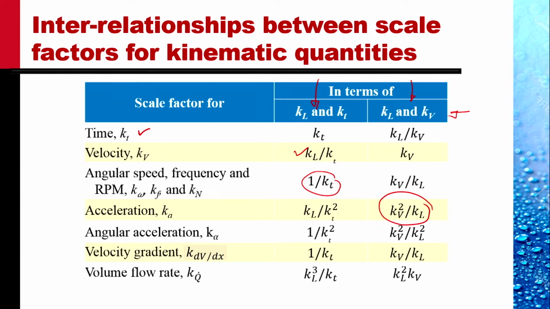Volume flow rate, Kq dot, is like the scale factor of volume, which is Kl cubed, divided by the scale factor of time. So Kl cubed by Kt. Or it can be used as area of cross section times the velocity. So the scale factor of area is Kl square and that of velocity is Kv. You do not need to remember these because they can be obtained in no time whenever you require them.